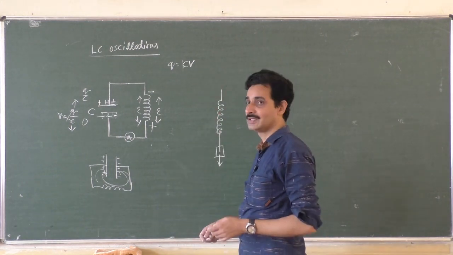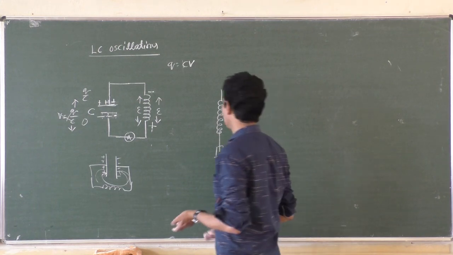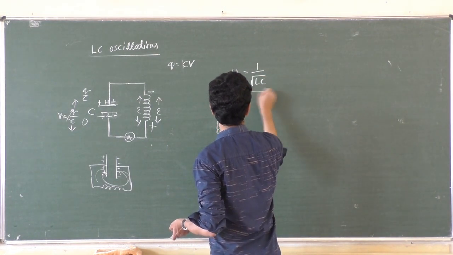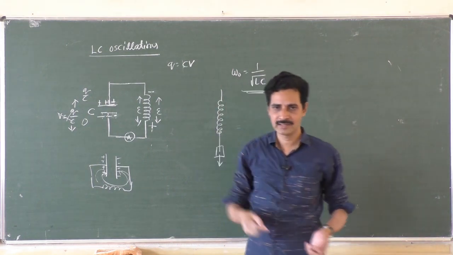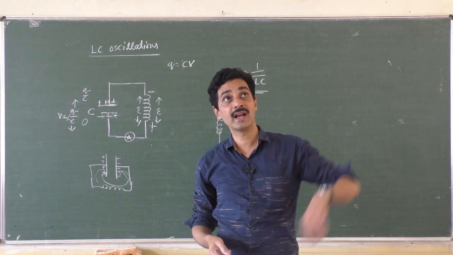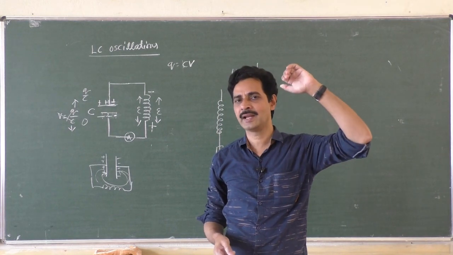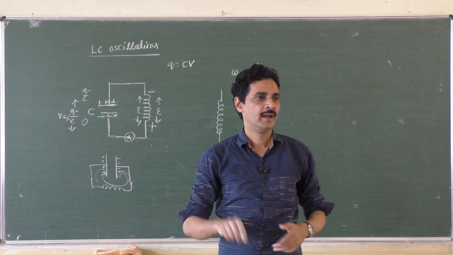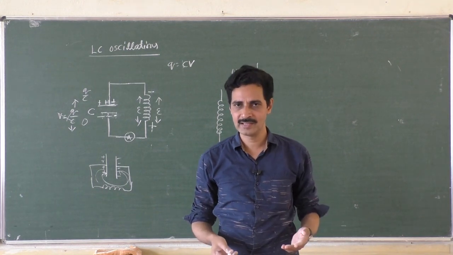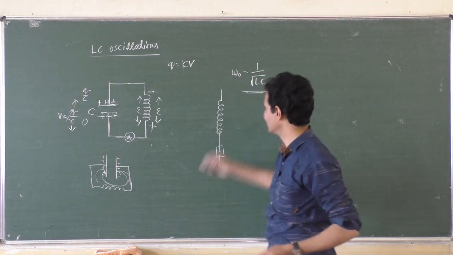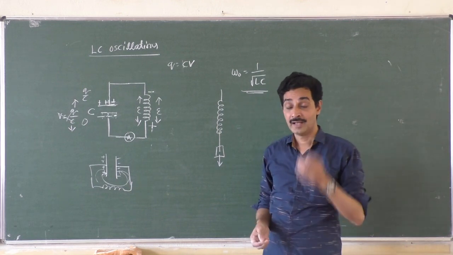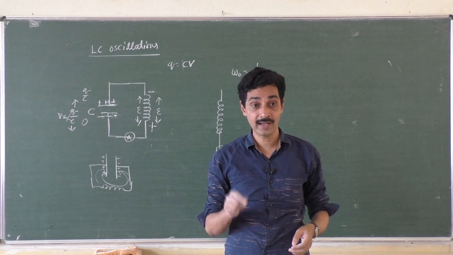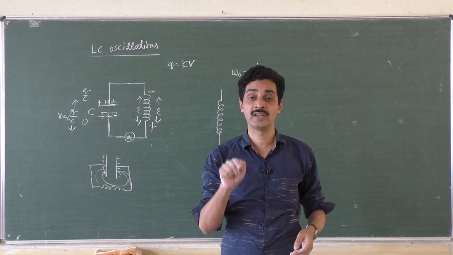What is the frequency of this LC oscillator? The frequency omega naught is simply the same equation, because you know that even in a series resonance circuit, the frequency at which the current becomes maximum is not decided by the resistor. Frequency is decided by L and C. And if you change the resistance of a series resonance circuit, the resonant frequency doesn't change, because it is decided by L and C, not by R. R decides how much current should flow in the resonance condition.